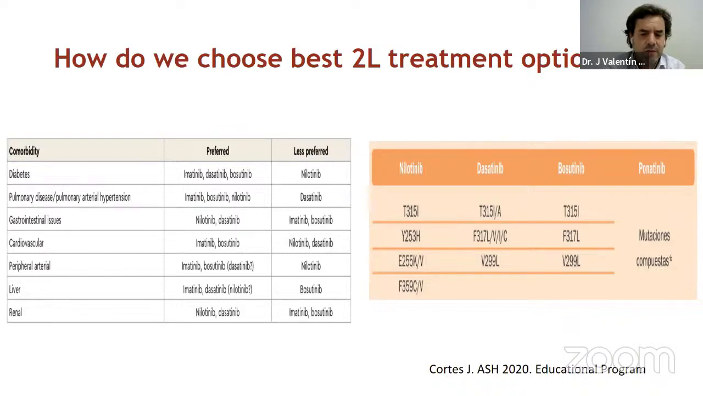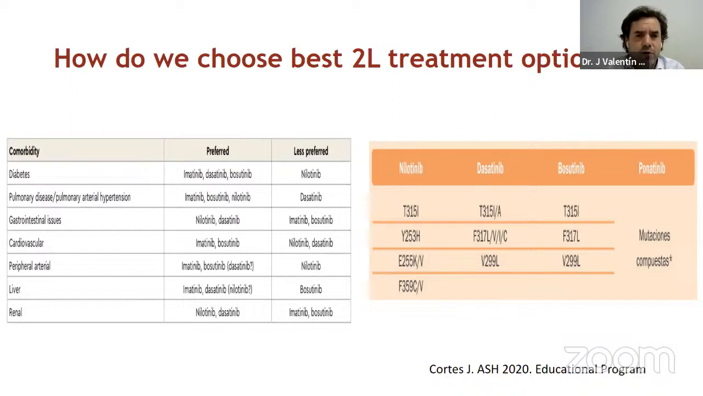In the same sense, for those patients that have pulmonary problems, dasatinib should not be considered as the best treatment option due to the probability of pleural effusion. And if our patients are suffering from liver problems or gastrointestinal problems, bosutinib should be avoided.